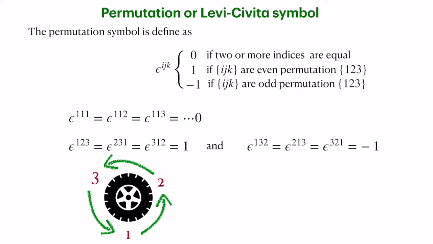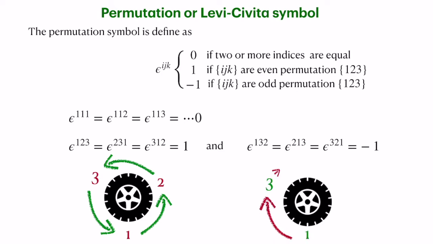You also have an odd permutation, in which you rotate the indices of ijk in the clockwise direction. That way epsilon 1, 3, 2, epsilon 2, 1, 3 and epsilon 3, 2, 1 are -1. That comes from 3, 2, 1, 1, 3, 2 and 2, 1, 3. So they are all clockwise rotations of the indices 1, 2, 3. This way we can obtain the various values of the Levi-Civita symbol.